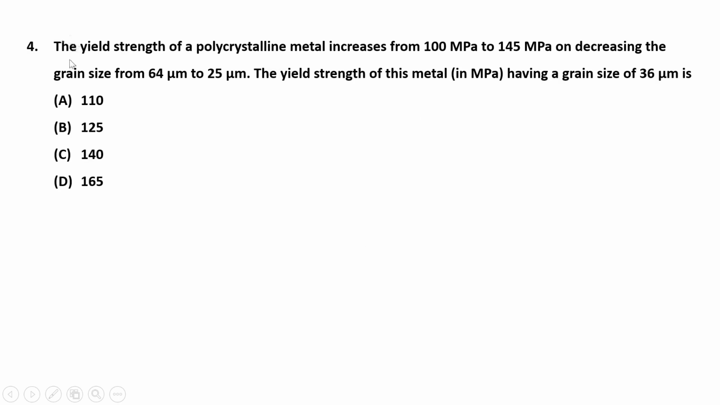So the answer to this question is, the yield strength of the polycrystalline material increases from 100 MPa to 145 MPa on decreasing the grain size from 64 to 25, and we had to find the yield strength at 36, and we have got the answer as 125.